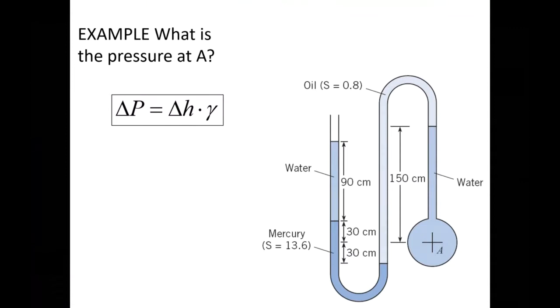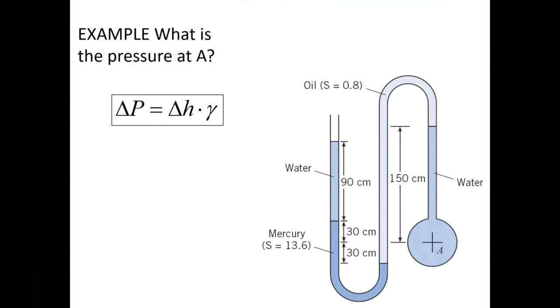Here's a somewhat more complicated manometer. It's winding and circuitous from where we know the pressure towards the unknown that we're trying to identify. But even though it looks much more complicated and we've got four different fluid segments, the process is still the same. We apply the hydrostatic equation throughout. This question is asking, what's the pressure at location A? We start where we know the pressure. This manometer is open to the atmosphere, at the horizontal interface between the water and the air.